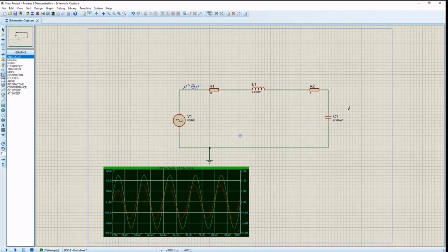Based on this assignment, we can conclude that we were able to use Proteus to create and simulate the RLC circuit. We may also use the formula XL equal to 2 pi FL to determine the value of the inductor, and the formula of XC equal to 1 over 2 pi FC to calculate the value of the capacitor. We may determine the phase angle between current and voltage by looking at the graph of current and voltage waveform.